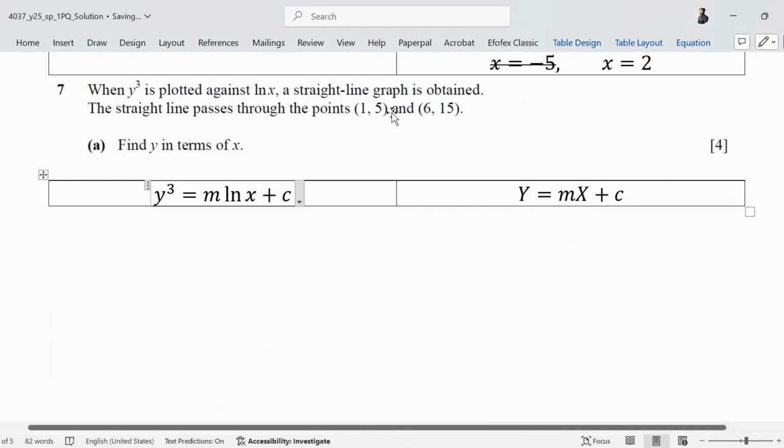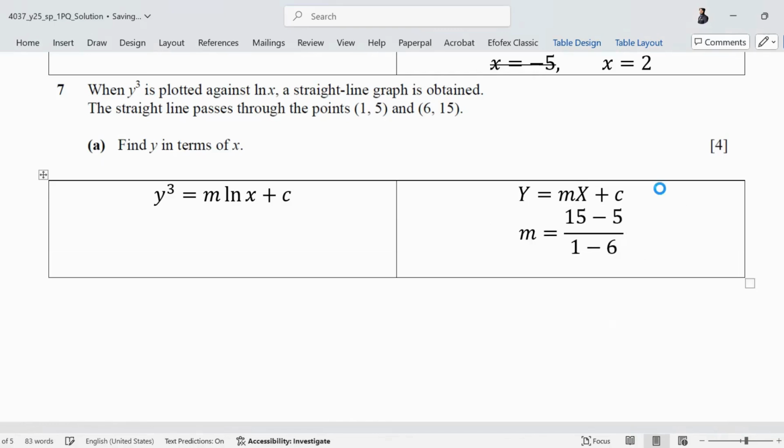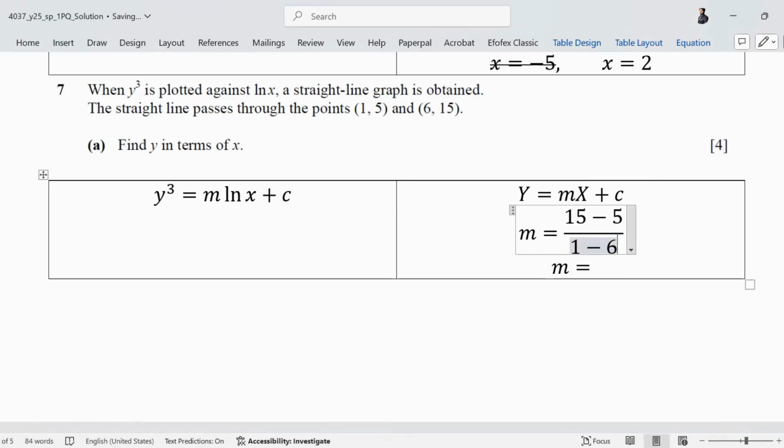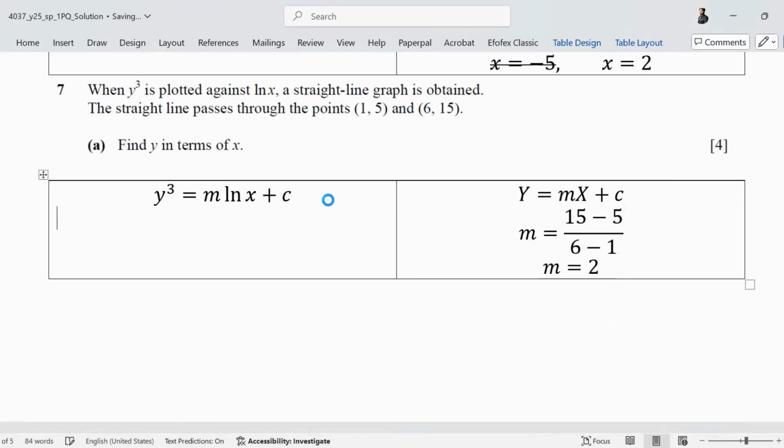How can I find the gradient? I can use these 2 points that the question has provided. Gradient is 15 minus 5 upon 1 minus 6. Sorry, 6 minus 1. Over 5, written 15 minus 5 over 6 minus 1. 15 minus 5 is 10, 10 upon 5 is 2. So the equation becomes y cube is 2 ln x plus c.